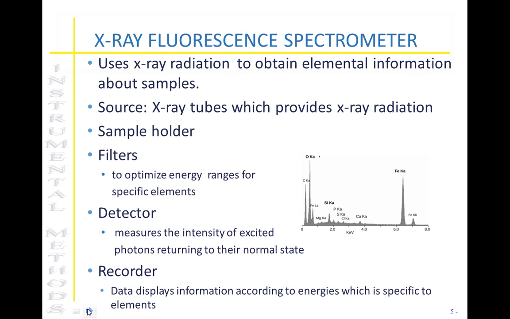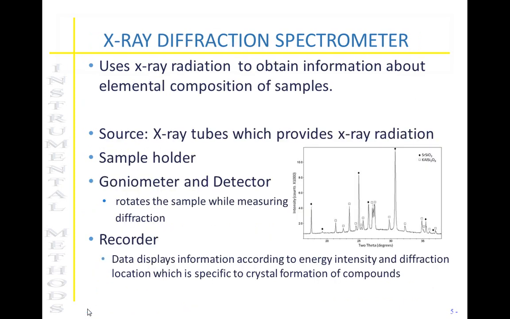The detectors are going to measure the intensity of the excited photons as they return to the normal state. And then a recorder is going to give you data that is very similar to what is shown on this slide.